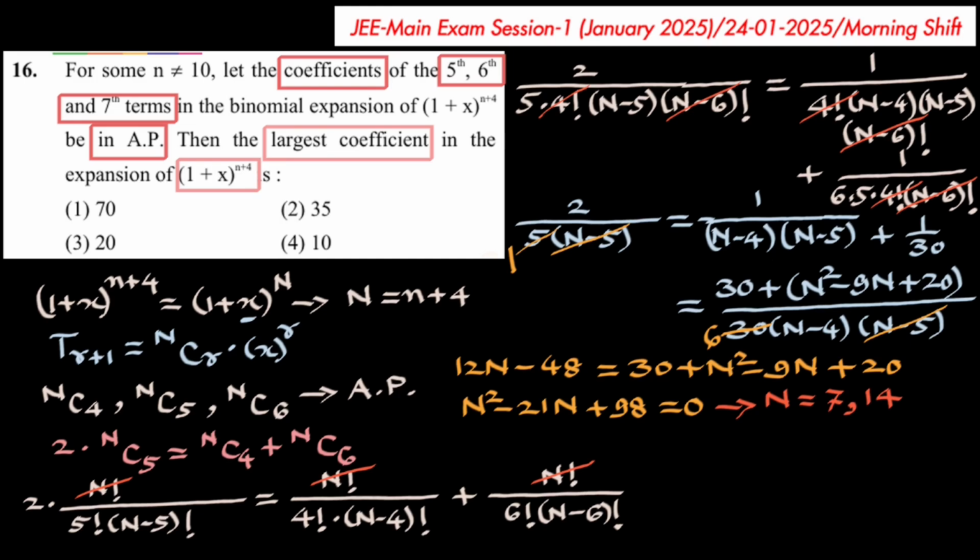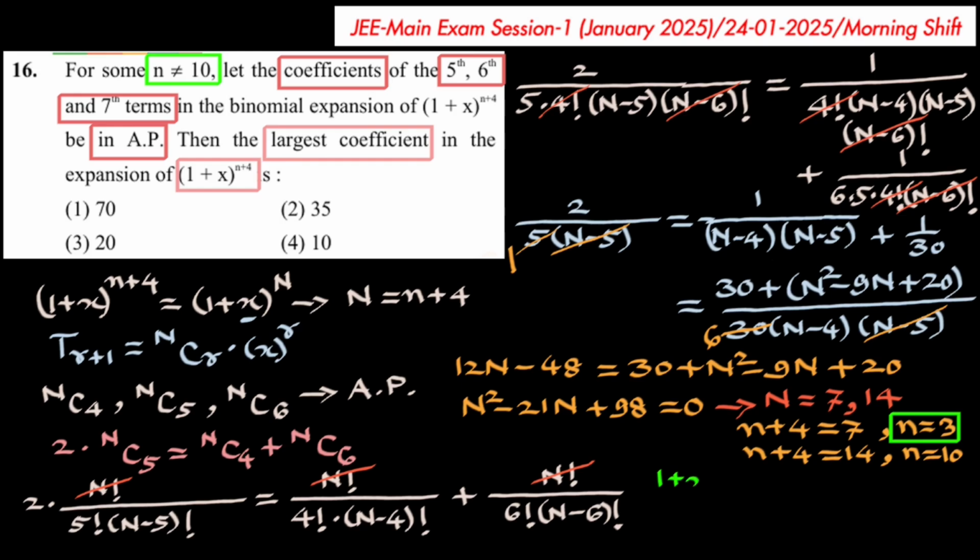आता n म्हणजे n plus 4 आहे, म्हणून n plus 4 7 होईल किंवा n plus 4 14 होईल, म्हणजेच n होईल 3 किंवा n होईल 10. प्रश्नात n is not equal to 10, त्यामुळे हे आपण रिजेक्ट करूया आणि n equals 3.